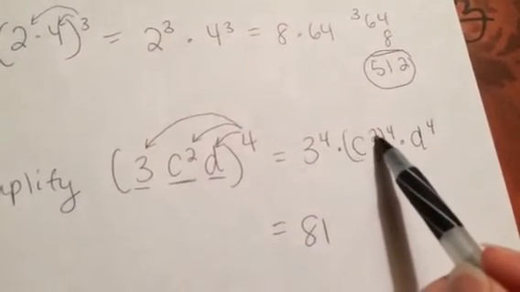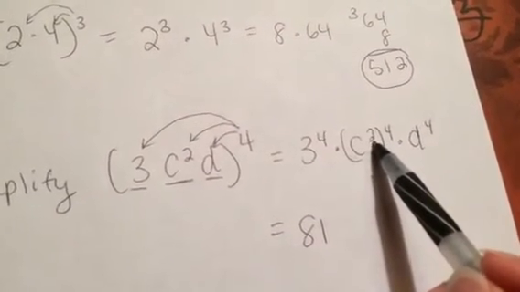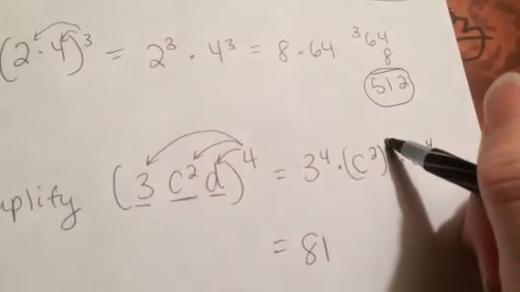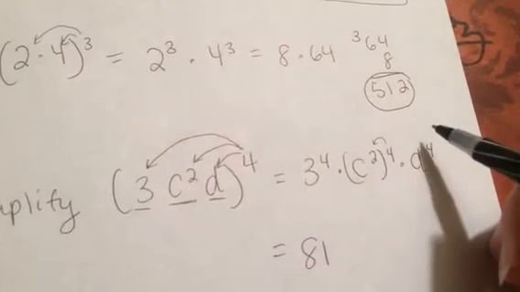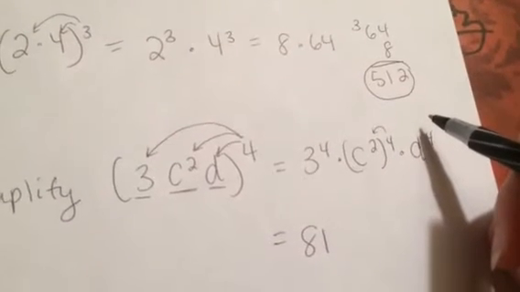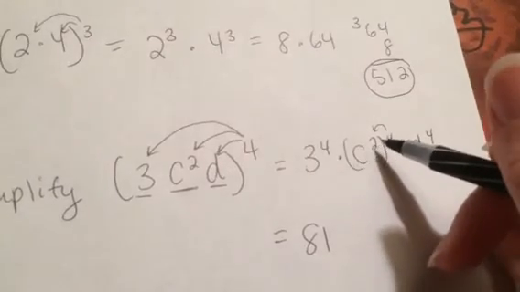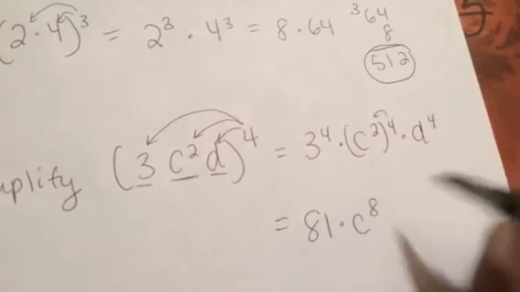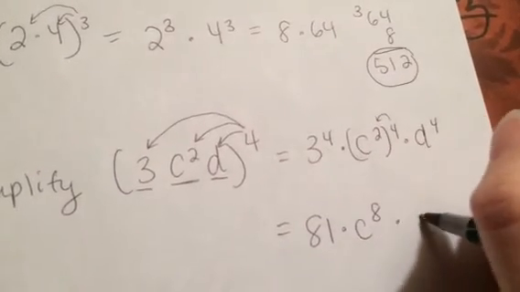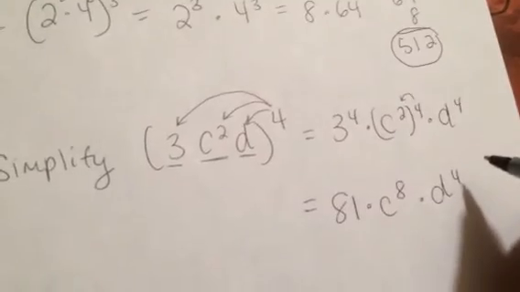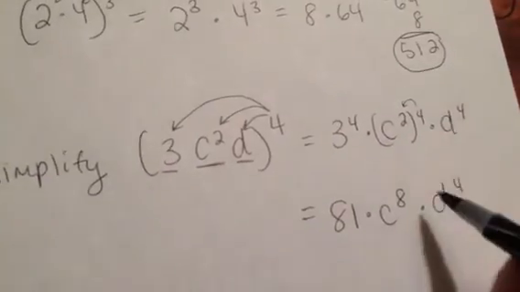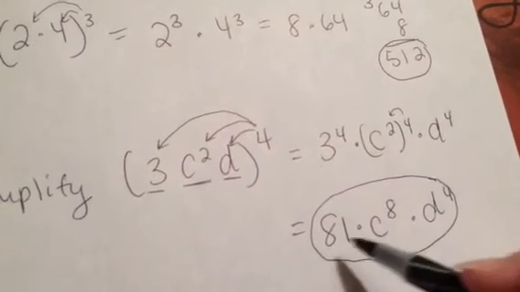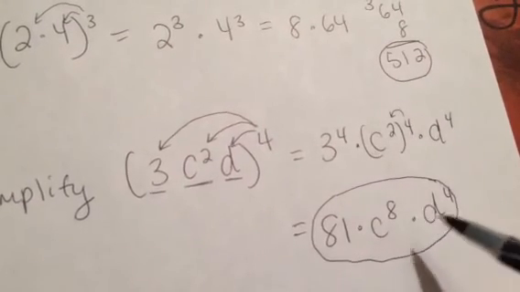And then, for this term, it's a power of a power, right? So I multiply the exponents, and I have c to the 2 times 4, which is c to the 8th, and then you multiply it by d to the 4. So there's my answer. 81 times c to the 8th times d to the 4th.